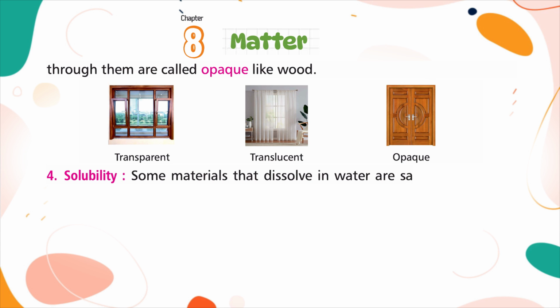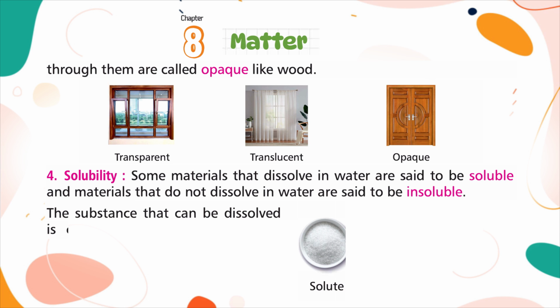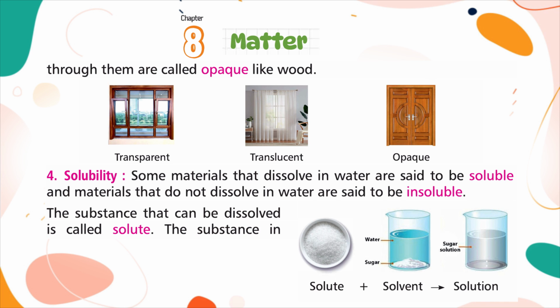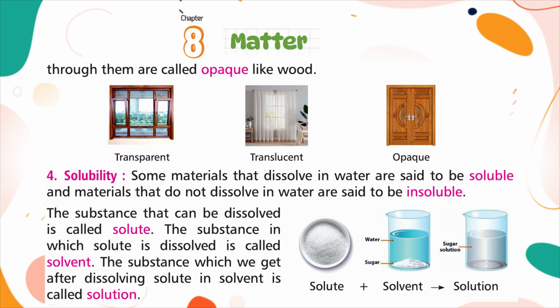Number 4. Solubility. Some materials that dissolve in water are said to be soluble, and materials that do not dissolve in water are said to be insoluble. The substance that can be dissolved is called solute. The substance in which solute is dissolved is called solvent. The substance which we get after dissolving solute in solvents is called solution. Solute plus solvent gives solution.